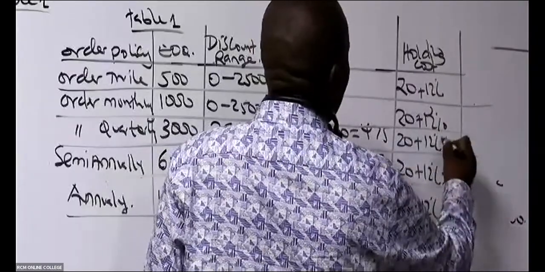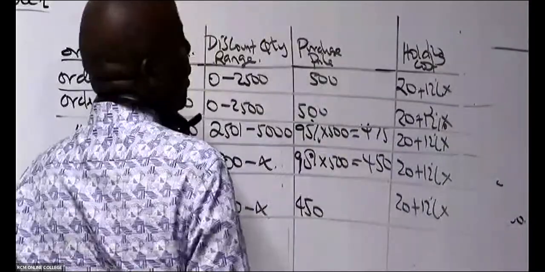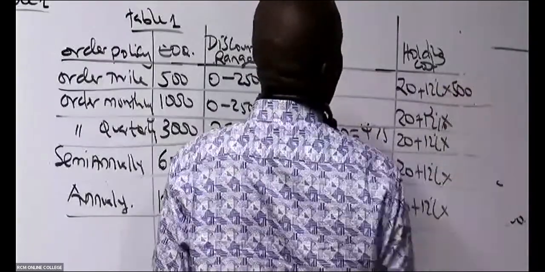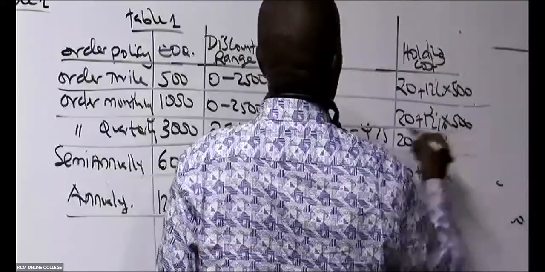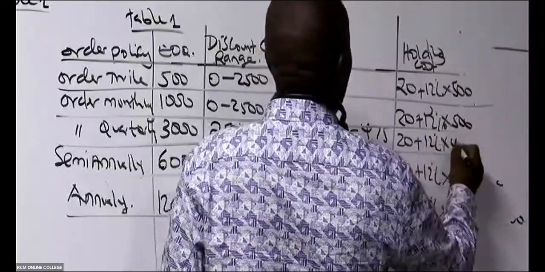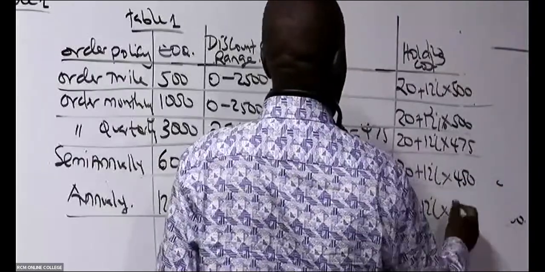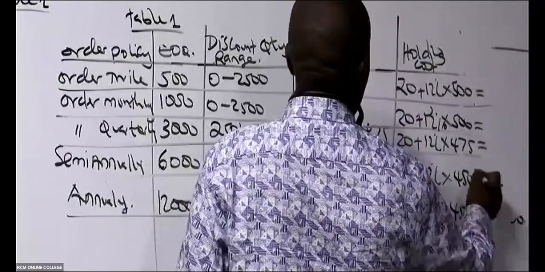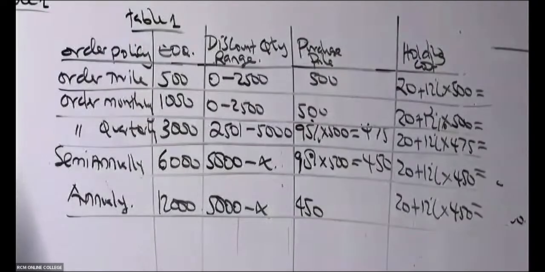Of the purchase price. Now the purchase prices are different. So 500 here. Here we have 500 as well. Here we have 475. Here we have 450. Here we have 450. So is there somebody who is able to give us these numbers? Anybody who is able to give us these numbers?